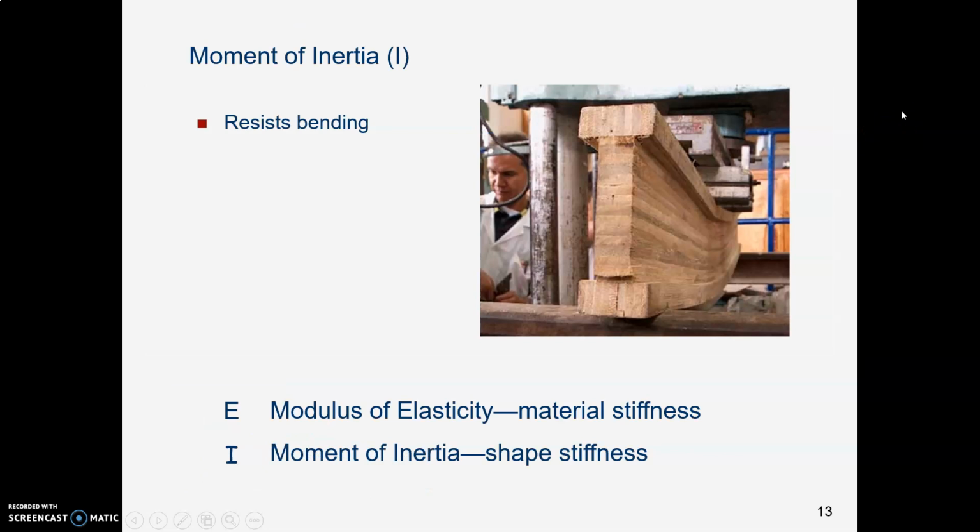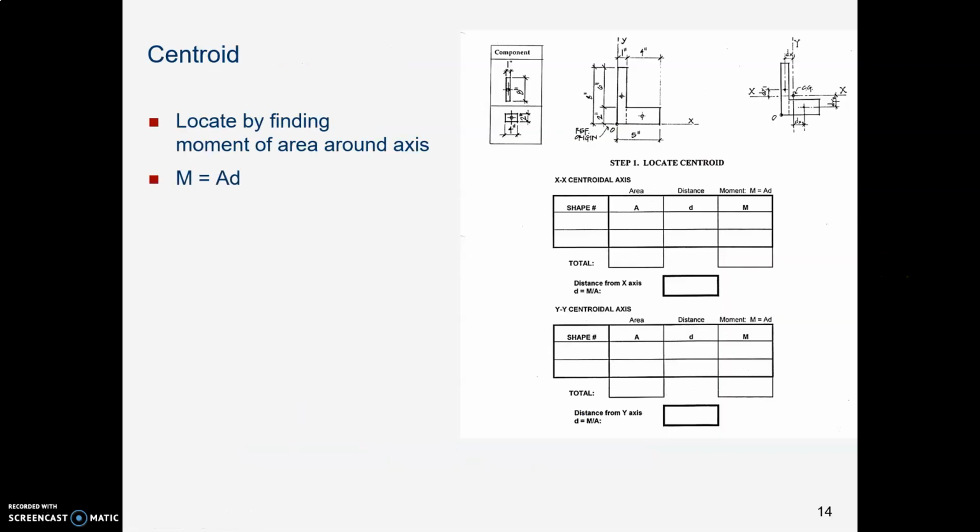In other words, it resists bending. And that's what moment of inertia is all about. It's stiffness of a shape. How does the material resist bending? And we're interested in that when we're putting beams in our buildings and bridges.